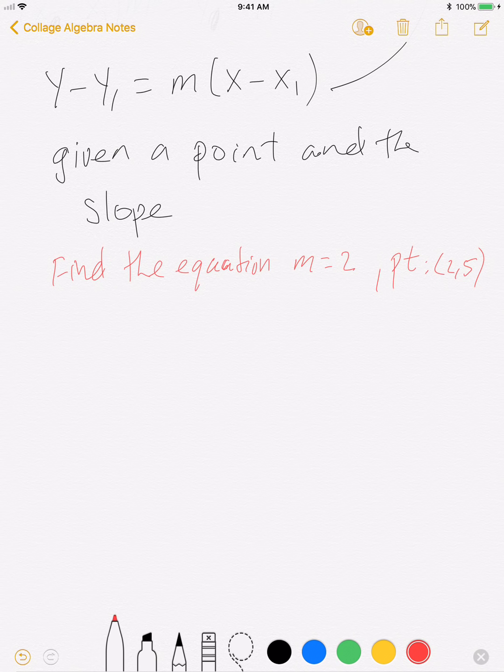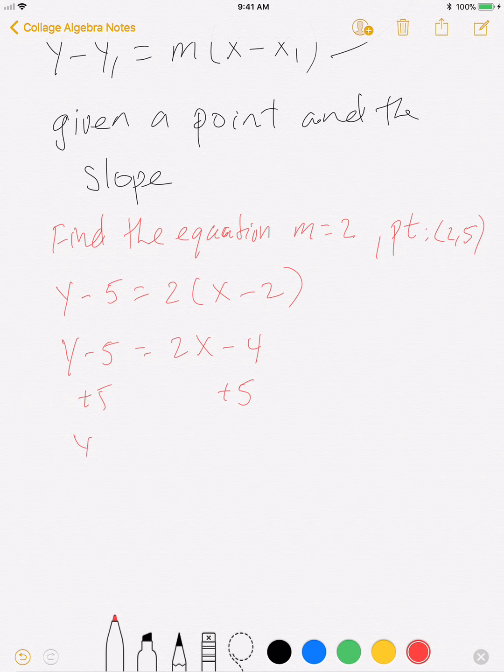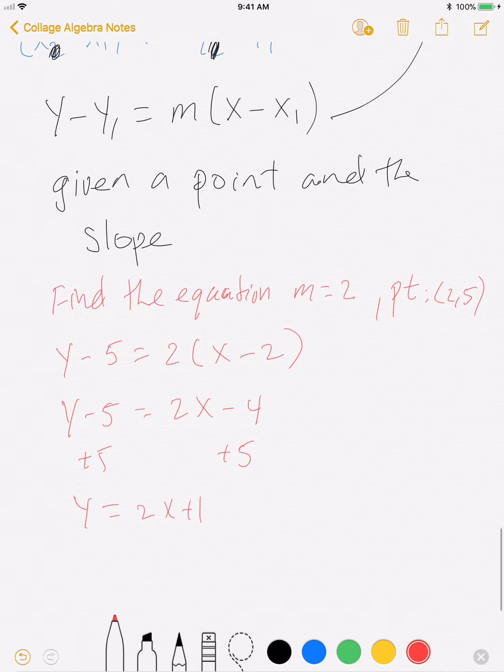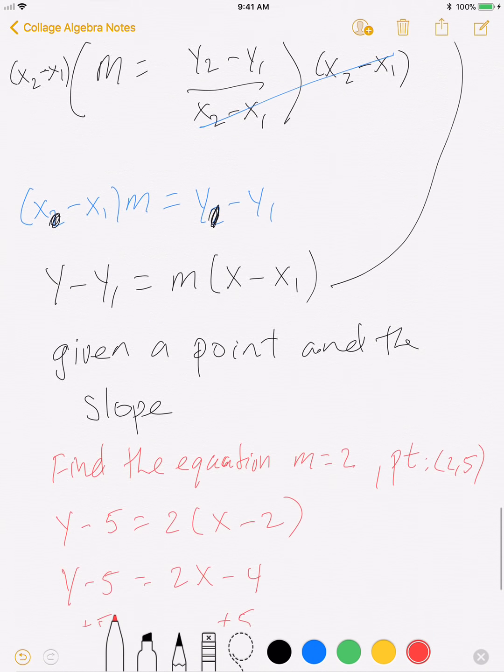Once you have the point and the slope, you can use the point slope formula, which is y minus y1 is equal to m times x minus x1. Simplify: y minus 5 is equal to 2x minus 4. And then add 5 to both sides. Plus 5, plus 5. And so I get that y is equal to 2x plus 1. The same answer we got before.